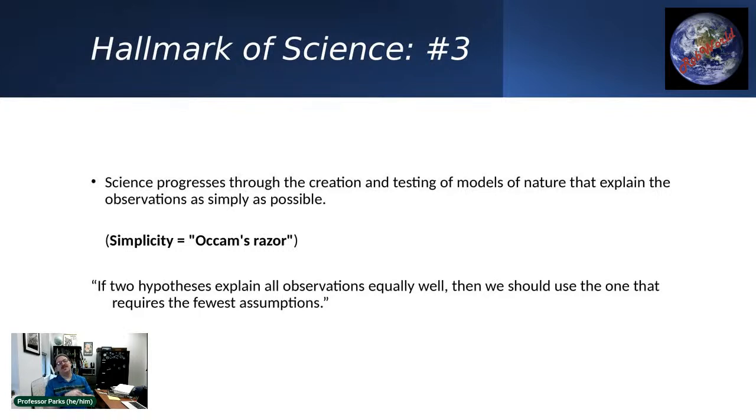One of the things that scientists have to keep in mind is something known as Occam's razor. I still don't know what razor is in this context, but Occam apparently was, I believe, a monk somewhere down the line. And one way of phrasing what he said was, if two hypotheses explain all observations equally well, then we should use the one that requires the fewest assumptions. Or as my father used to say, keep it simple, stupid.